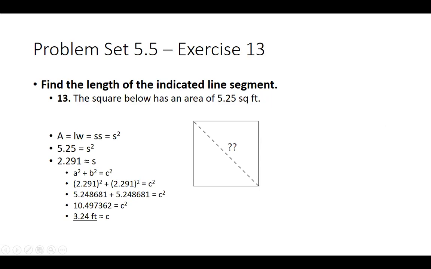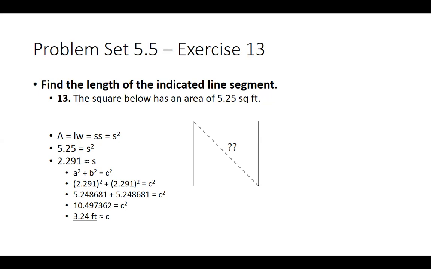Number 13, find the length of the indicated line segment. Looks like we're looking for a diagonal of a square. And we know it's a square because we're told it's a square. The square below has an area of 5.25 square feet.